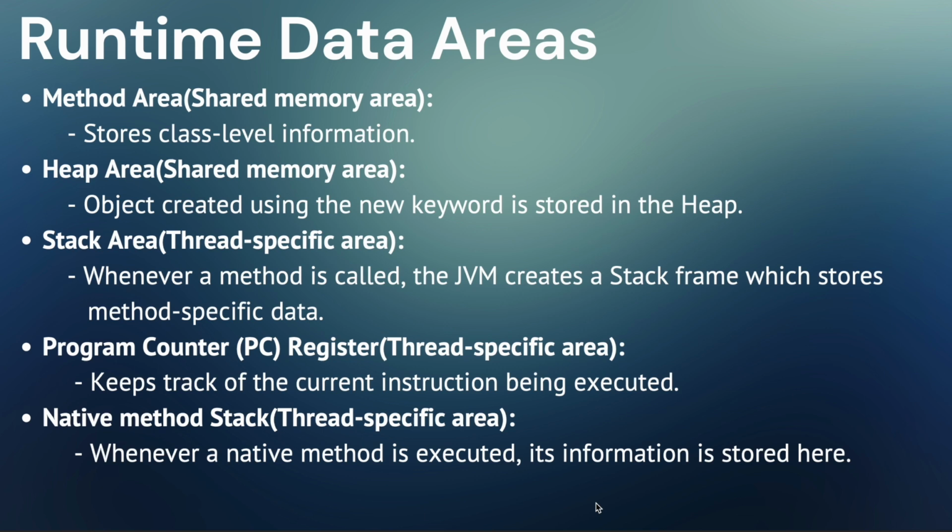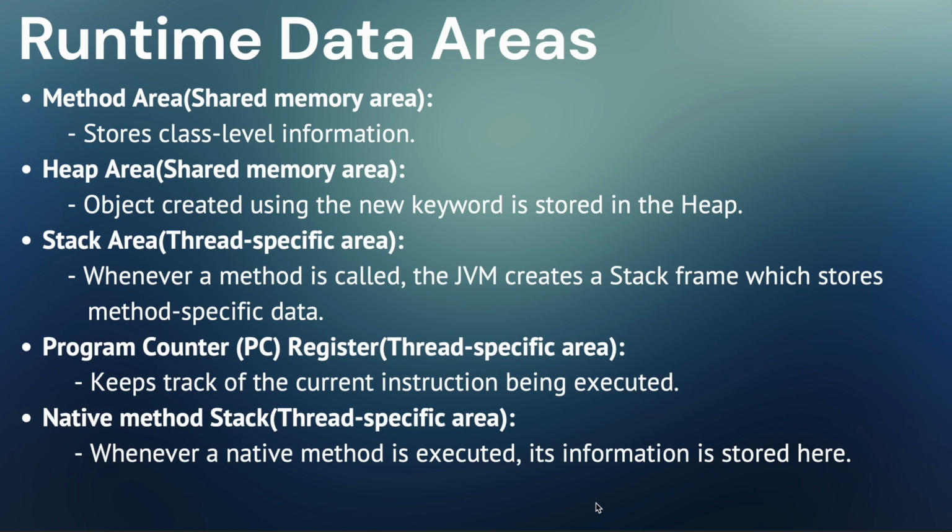Next is the program counter register. Every thread has its own PC register. You can think of it as a small tracker that keeps track of the current instruction being executed. It ensures that when a thread resumes execution, it knows exactly where it left off. Finally, we have the native method stack. This is used when Java calls native code written in languages like C or C++. Whenever a native method is executed, its information is stored in this separate stack area.